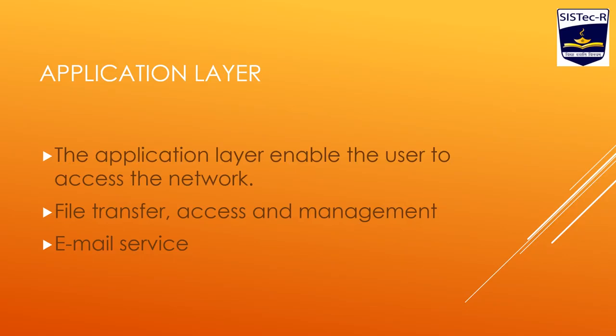Now the last one is the application layer, which is the user's layer. Application layer means where the user works and interacts. The application layer enables the user to access the network, and it provides file transfer, access and management. What is file transfer, access and management? How a file will be transferred from sender to receiver, and it allows the user to access files in a remote host and to manage or control files in the remote computer locally. These tasks are provided by the application layer.